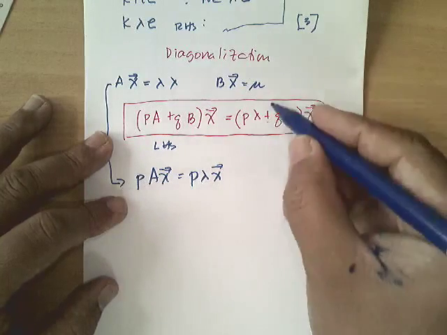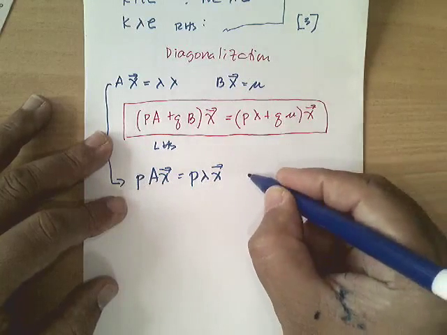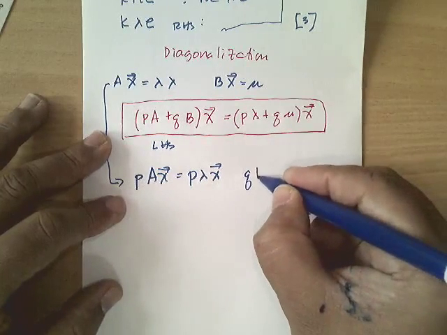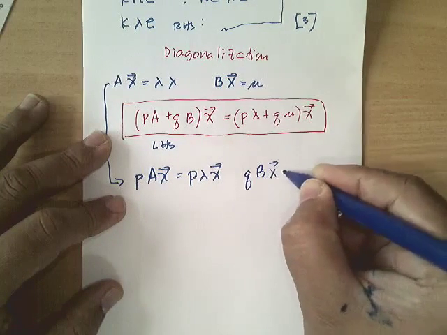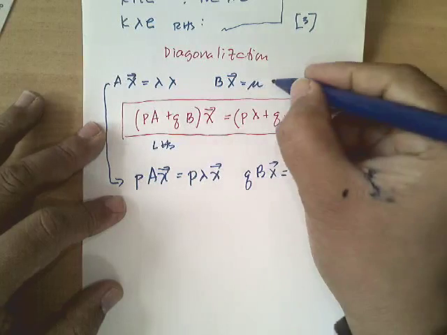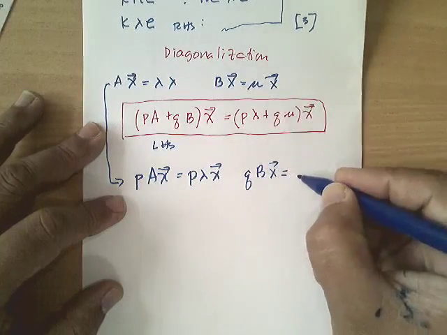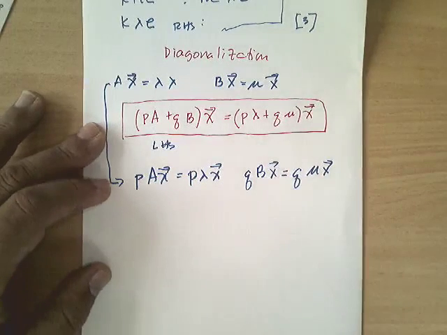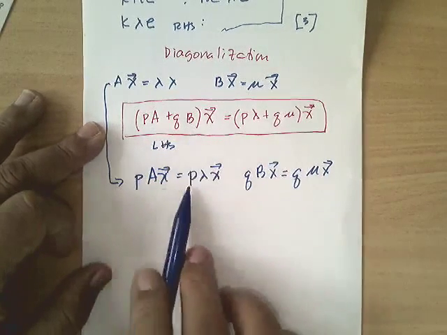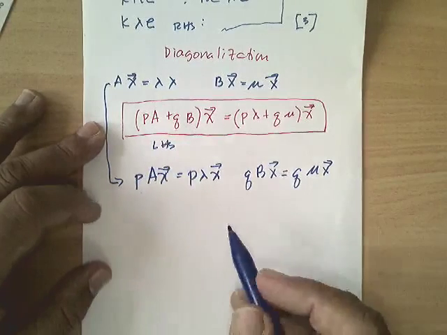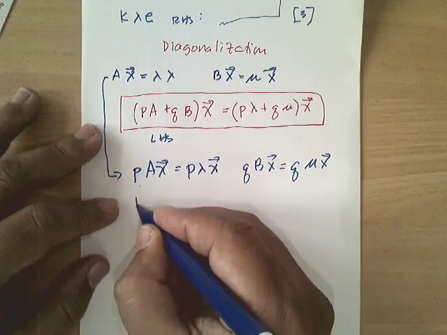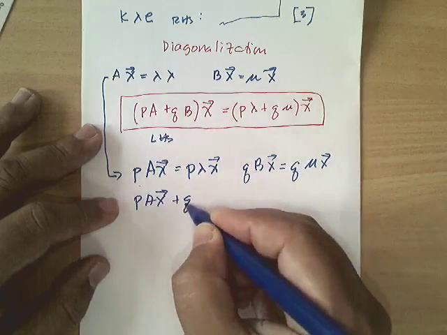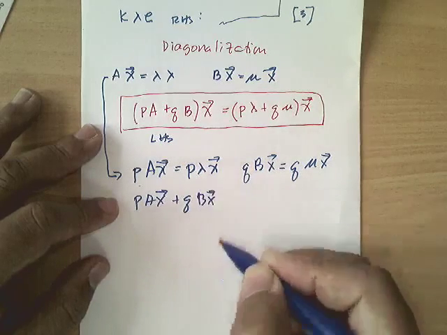And similarly on this B, you multiply that by your Q. So therefore you have Q of B of vector x. That's equal to, this is going to be mu x there. That's equal to Q mu of your vector x. And then this one tells you that you need to add them up. So therefore this and this needs to be added. So you have your P of A of vector x plus you have your Q of B of vector x.